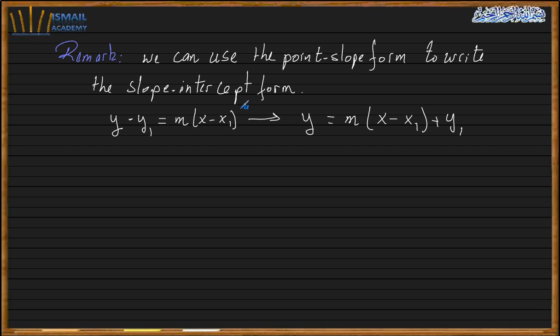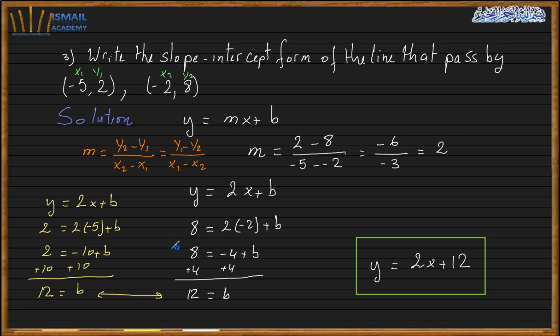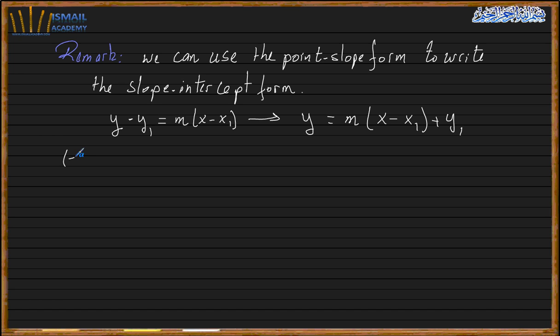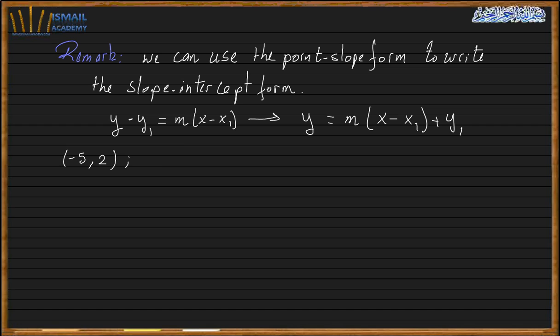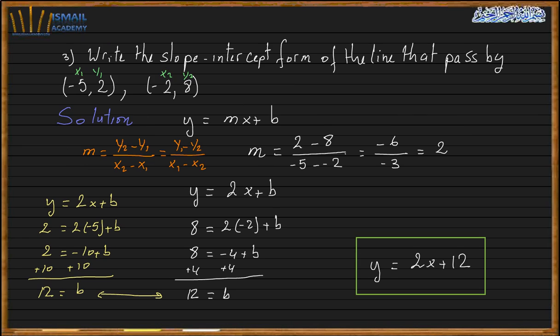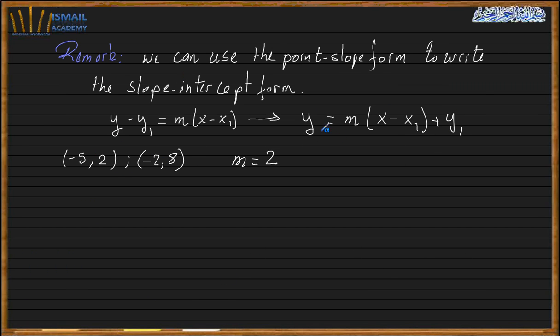If I take the information we picked from the previous problem, here we have the points minus 5, 2 and minus 2, 8, and we have the slope is 2. My slope is 2, so this is the slope. All right, I'm going to use this form to write the slope-intercept form. I'm going to use both points, so any one will work for me.